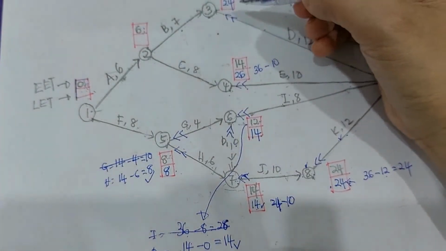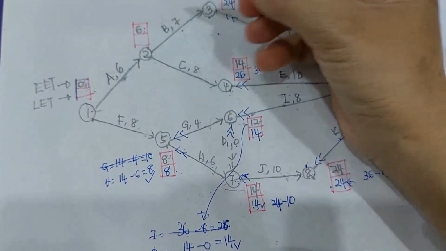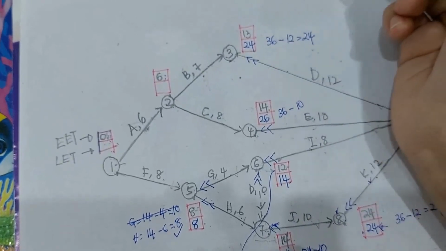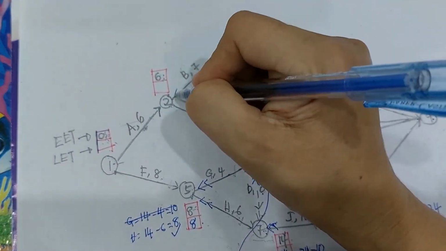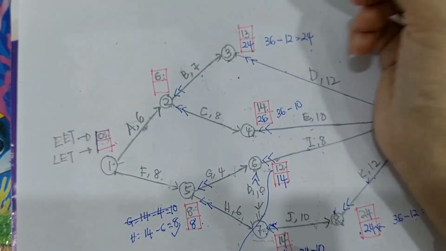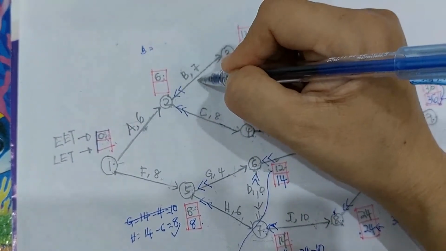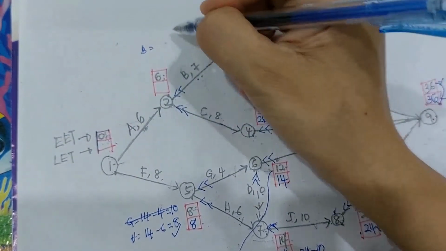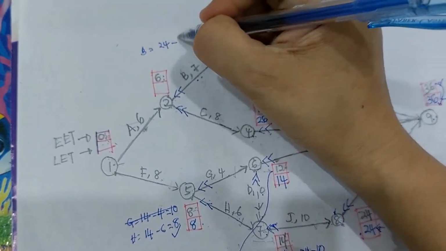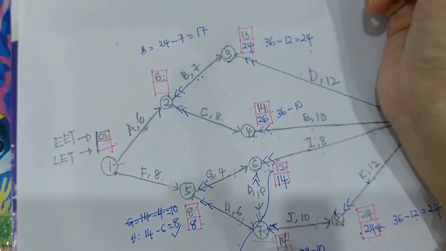And we go to the next event, that is event number 2. How many lines are pointing at number 2? We have 2 lines pointing at number 2. So that is for activity B. We calculate for B first. B comes from this event. So the previous LET, it was 24. Minus the duration for B is 7. So we get 17 over here.